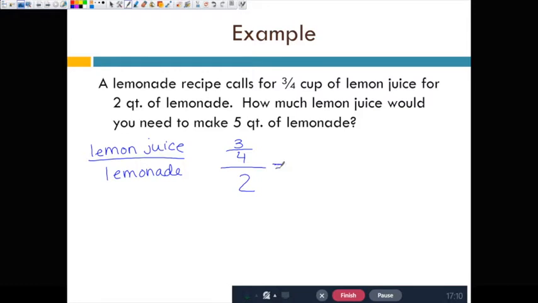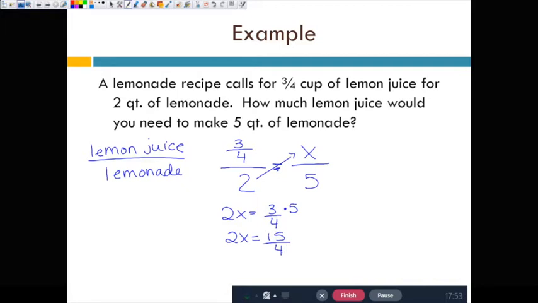Okay, now it says how much lemon juice would you need to make 5 quarts? So do I know my lemon juice? No, so that's going to be my x. Do I know how much lemonade I'm looking for? Yes, that's going to be 5. All right. Now we're just going to solve here. So I'm going to multiply 2 times x and get 2x, and 3/4 times 5, which gives 2x equals 15 over 4.